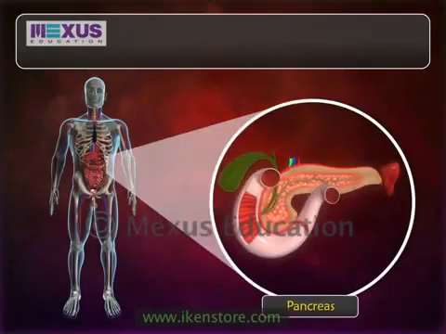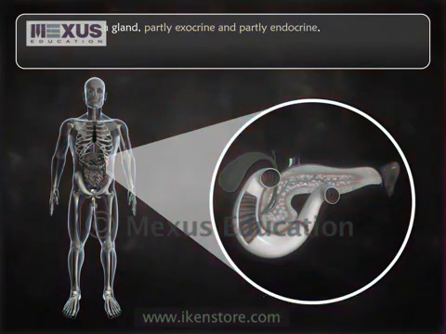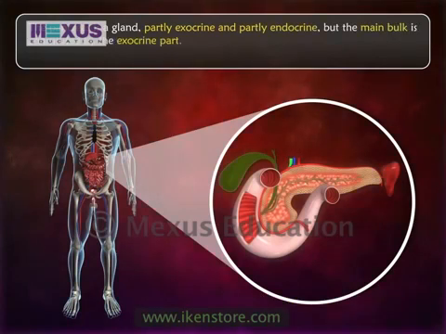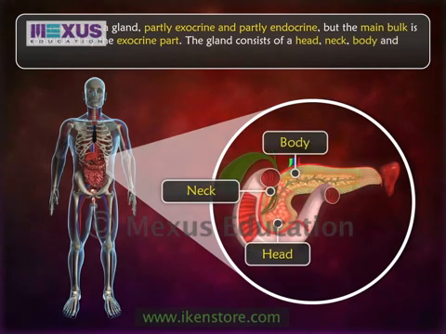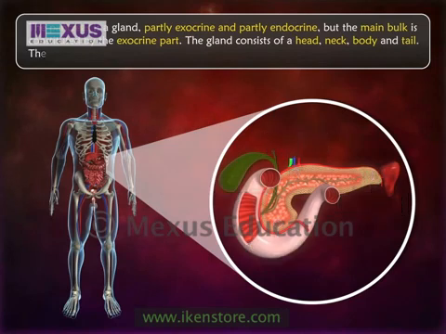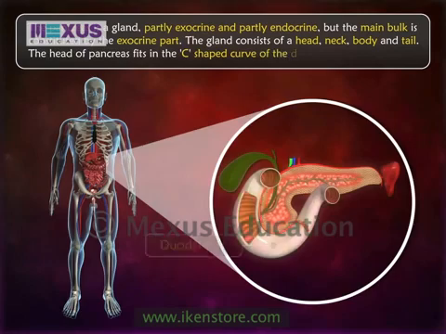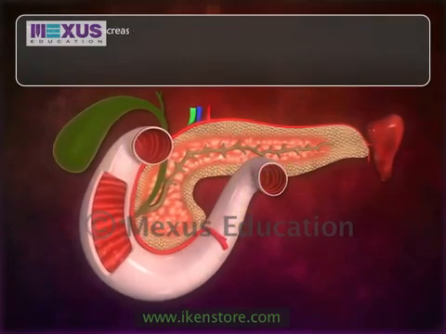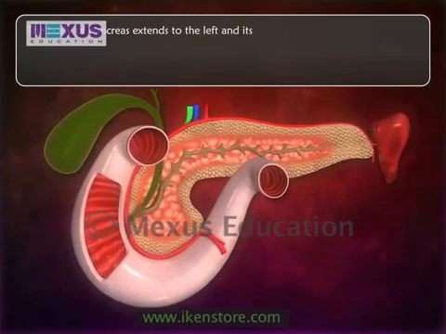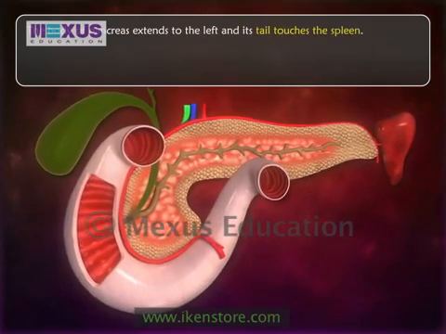The pancreas is a gland partly exocrine and partly endocrine, but the main bulk is constituted by the exocrine part. The gland consists of a head, neck, body and tail. The head of the pancreas fits in the C-shaped curve of the duodenum. The body of the pancreas extends to the left and its tail touches the spleen.